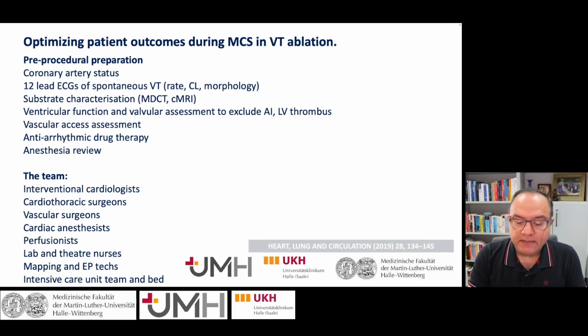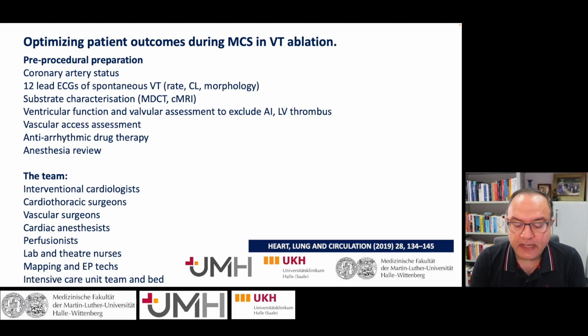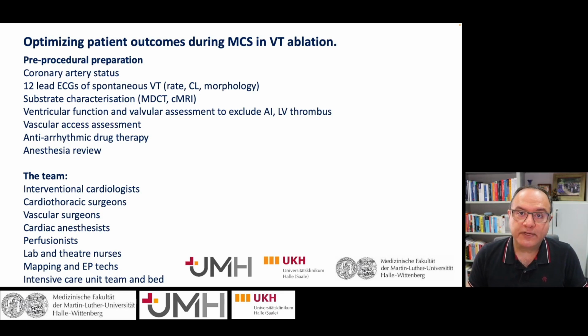Optimizing patient outcome during hemodynamic support in VT ablation: the first step is pre-procedural preparation. We have to know the coronary status of the patient and the 12-lead ECG of the VT, cycle length, rate, and morphology, because the shorter we use the hemodynamic support, the shorter the ablation procedure, and the better the outcome. If possible, also a 12-lead ECG from one previous failed VT ablation.